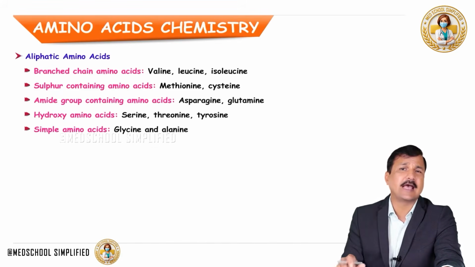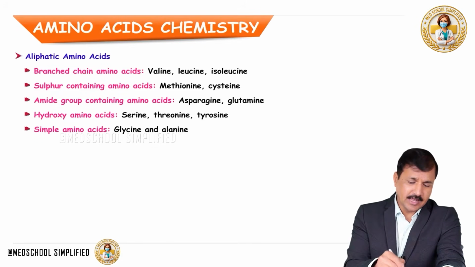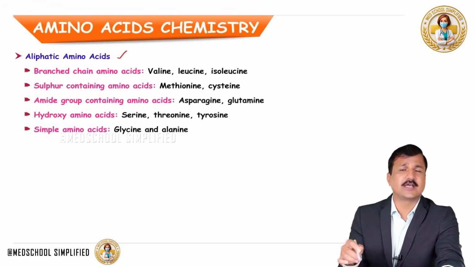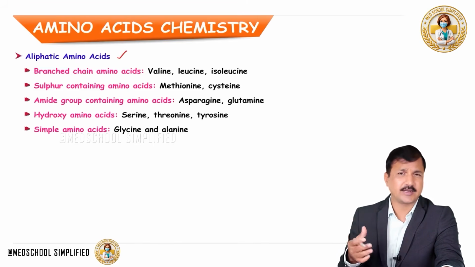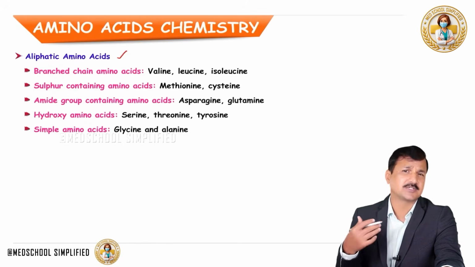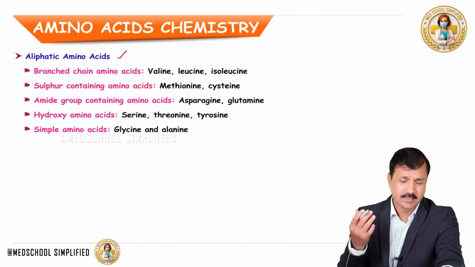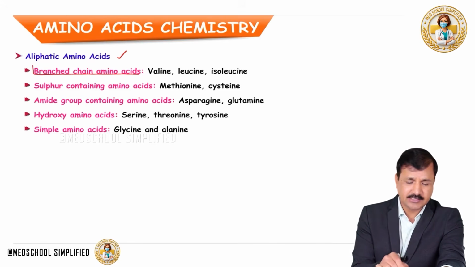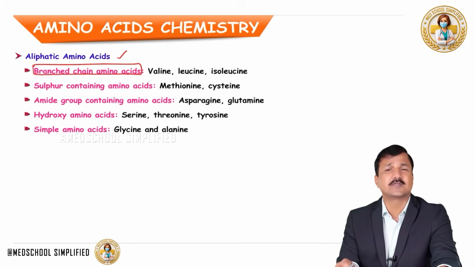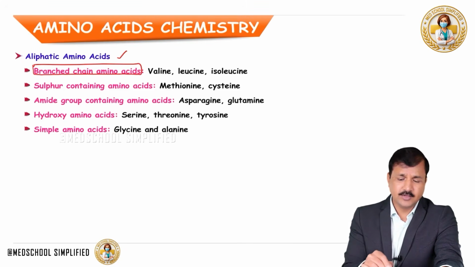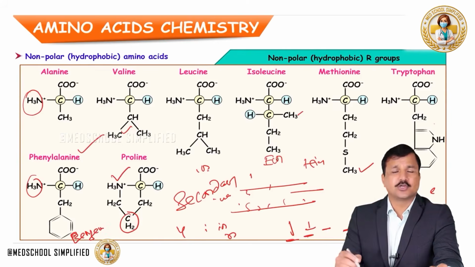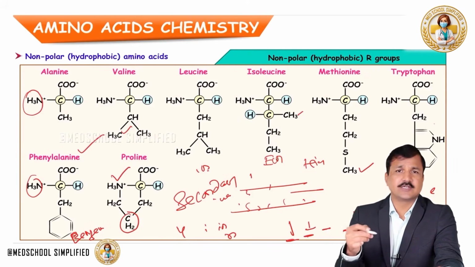Okay, now let's look at aliphatic amino acids. The aliphatic amino acids have an aliphatic side chain. That means they don't have an aromatic ring or heterocyclic ring or a special amino group or something like that. Among aliphatic amino acids we have branched chain amino acids. The side chains of these amino acids are branched in nature. Those are valine, leucine, isoleucine. Now let me show you the structure of valine, leucine, isoleucine.